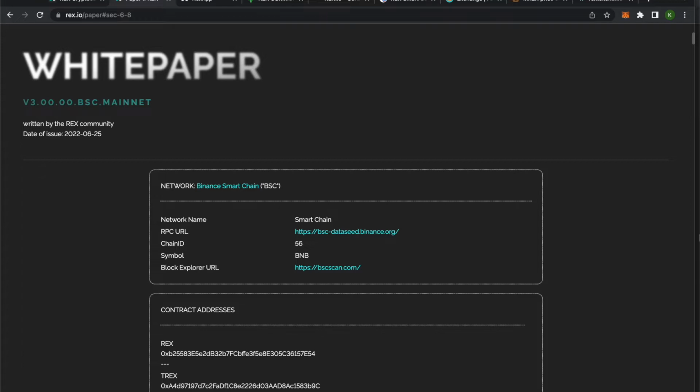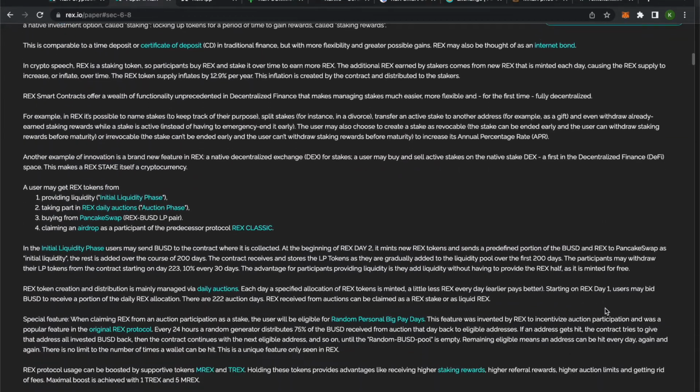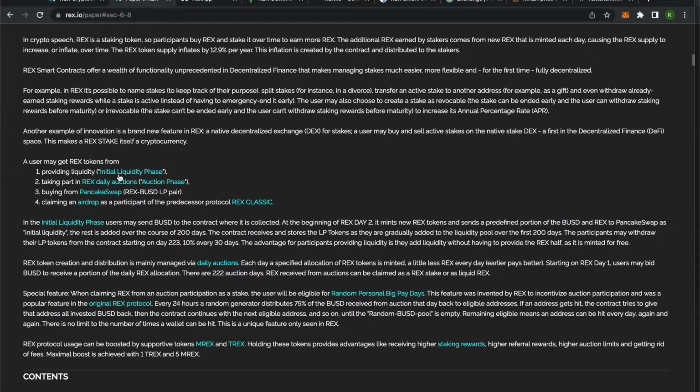This video is a little bit of a deeper dive just before we go into the main body of the white paper, into the liquidity phase and also into the airdrop. There are just a bit more details in this video about providing initial liquidity and what that means, and about the 3 different types of airdrops that you might be qualified for if you are a participant in the Rex Classic protocol.